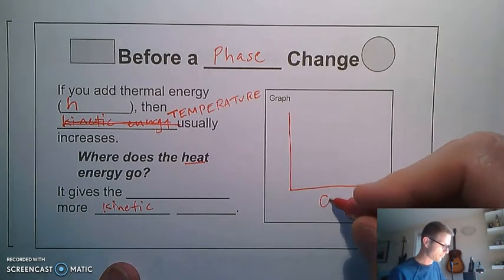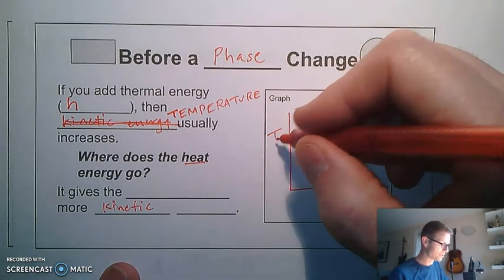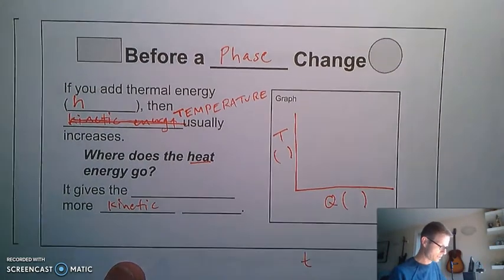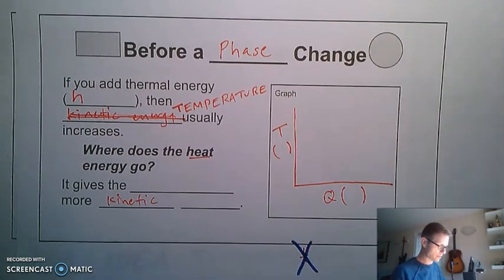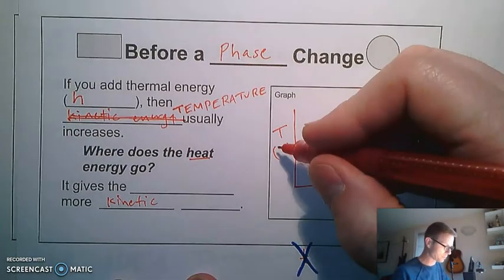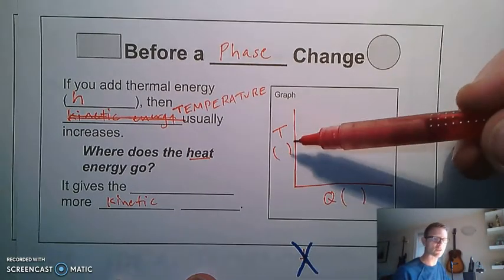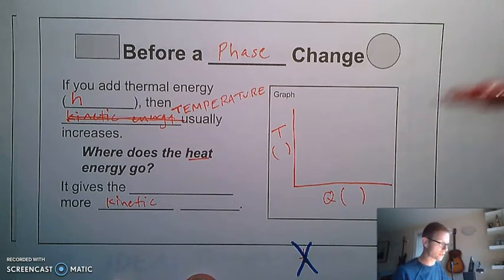So if we have Q, which is heat, and we have T, which is temperature, capital T, not lowercase t. We're talking about capital T, which is, you should write right here, degrees Celsius. That's one of the ways I'll know you're listening. Degrees Celsius, in joules, capital J, not lowercase j.